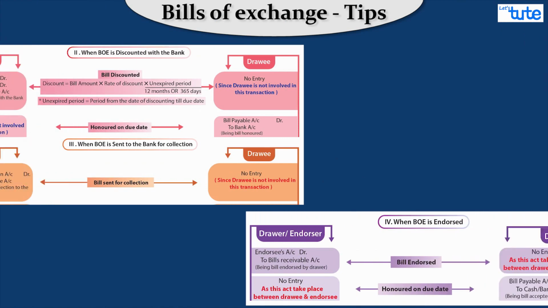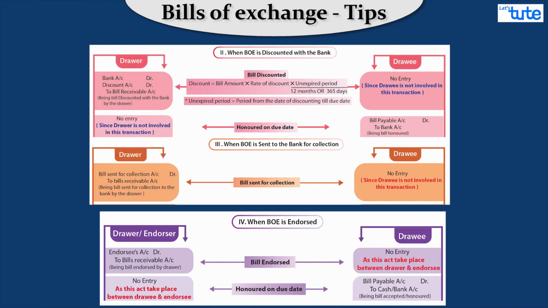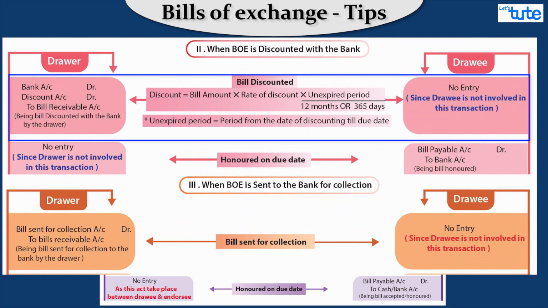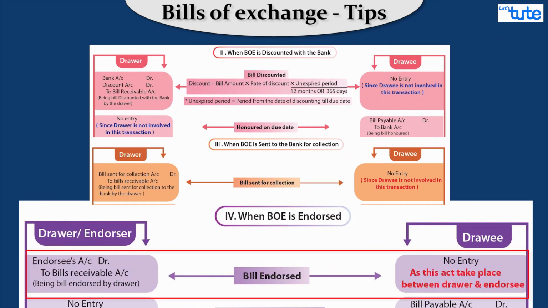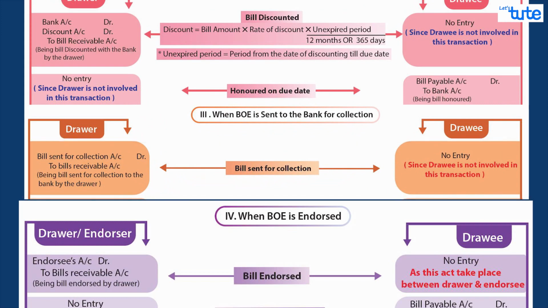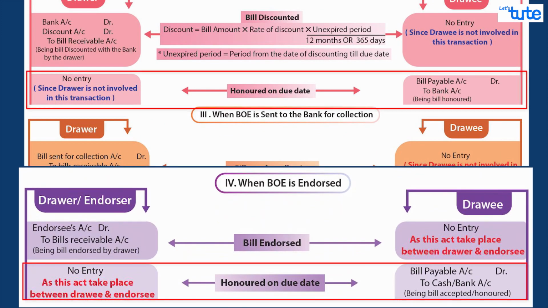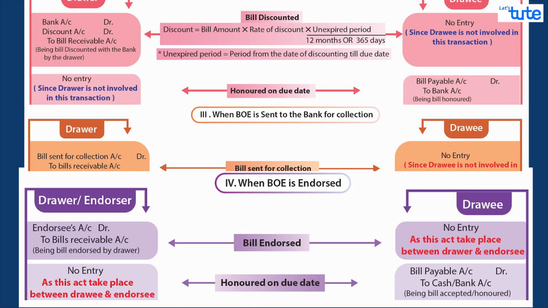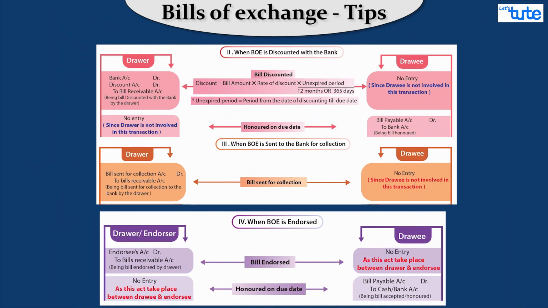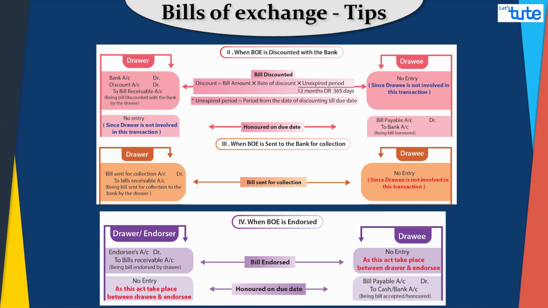Now while solving, remember it is not necessary that all the transactions will be recorded in books of all the parties. For example, there would be no entry in the books of drawee if the bill is discounted or endorsed or sent to bank for collection, or there would be no entry in the books of drawer when the discounted or endorsed bill is honored. So understand the concept and all the entries so as to not make any mistakes while solving.